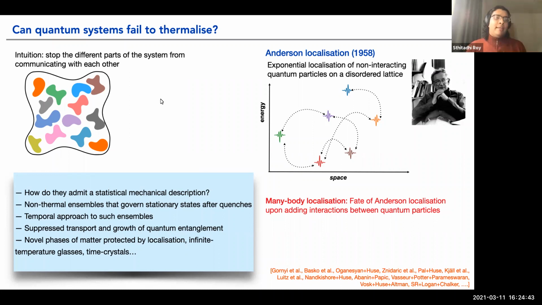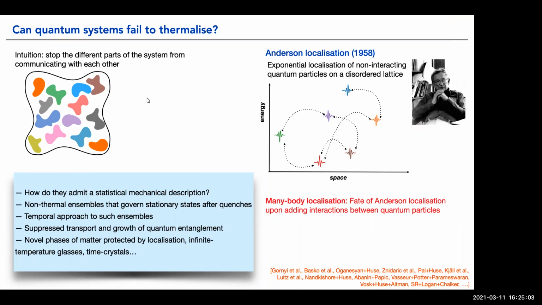So all I'm saying is that the intuition is that if you can stop different parts of the system from communicating with each other, you can stop thermalization. And one of the most glaring and robust, quote unquote, ways of doing it is via having localization due to disorder. Okay, thanks.